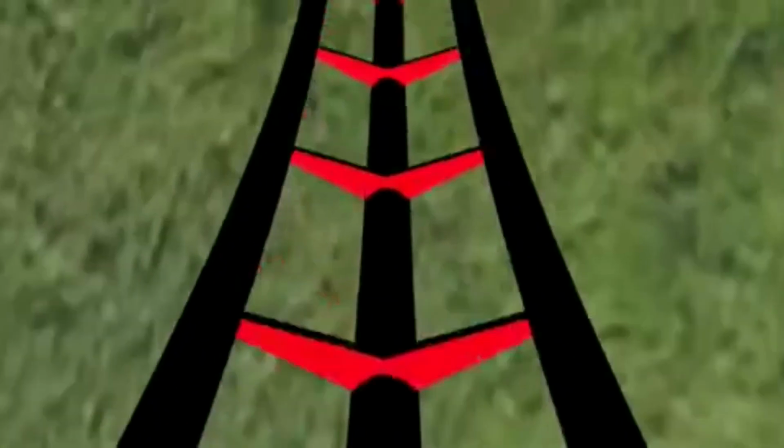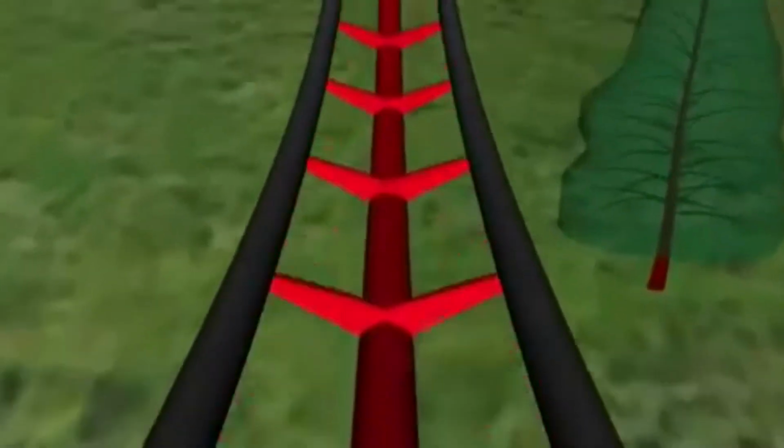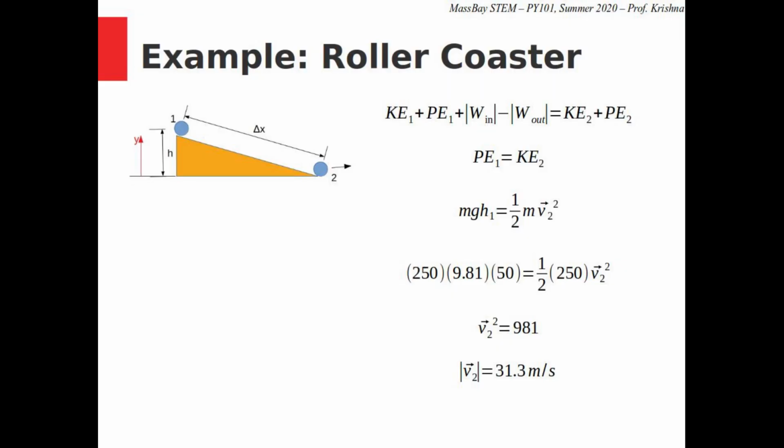Now, let's consider a roller coaster falling from a height of 50 meters. Or maybe you consider it, I'm scared of heights. If the roller coaster has a mass of 250 kilograms and we ignore friction, how fast will it be traveling when it reaches ground level? This is straightforward to solve.